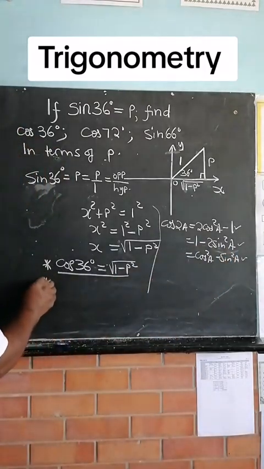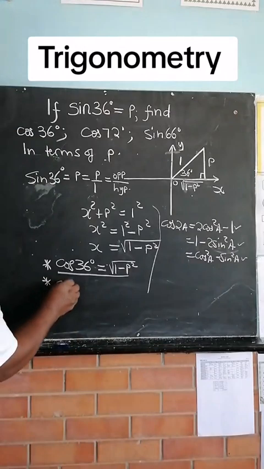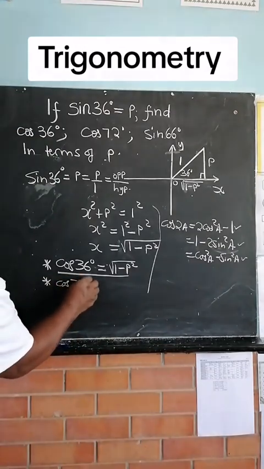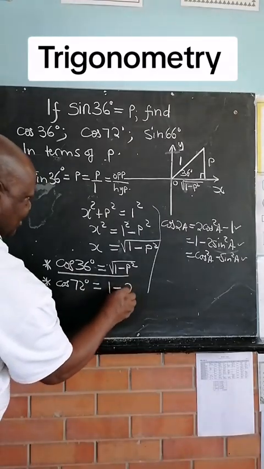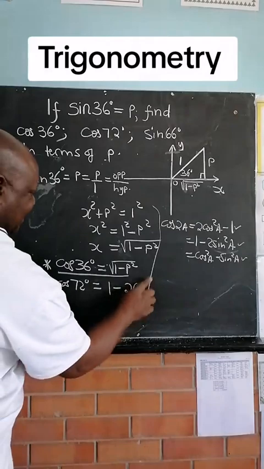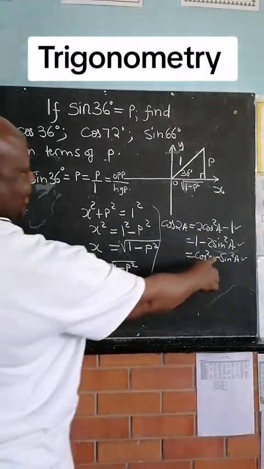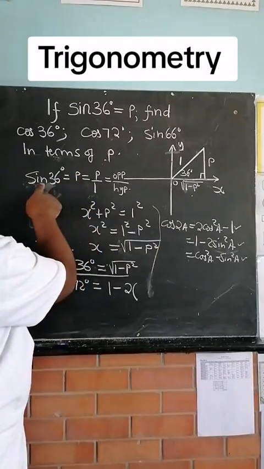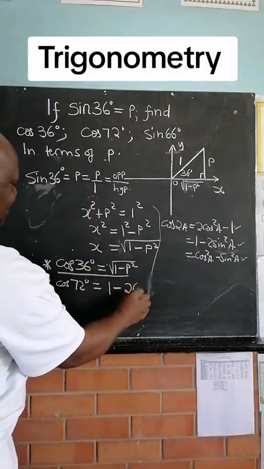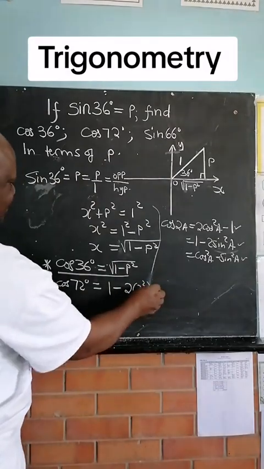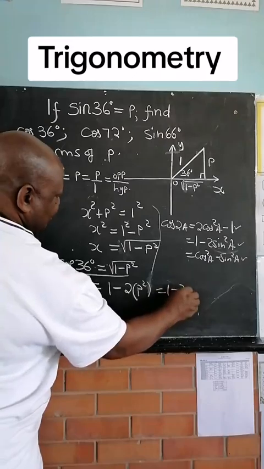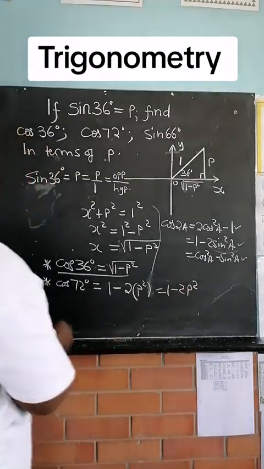So in that case, the cosine of 72 degrees shall be 1 minus 2 times the sine squared of A. But we have already found that sine is P, so that is going to be P squared. And then you simplify that, that is simply 1 minus 2P squared. That is your answer to that part.